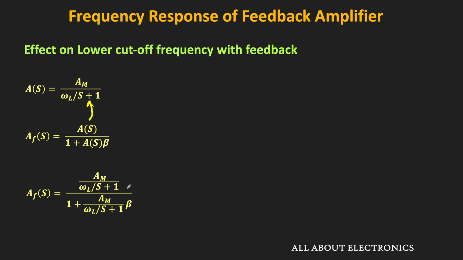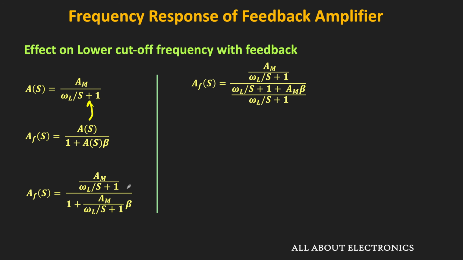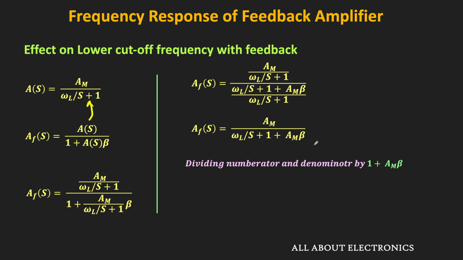Now, if we multiply both numerator and denominator by omega L divided by S plus 1, then further this expression can be written as Am divided by omega L divided by S plus 1 plus Am times beta. Now, let us divide both numerator and denominator by the factor of 1 plus A beta. If we do that, then further this expression can be written as Am divided by 1 plus A beta, divided by 1 plus omega L divided by S times 1 plus A beta.